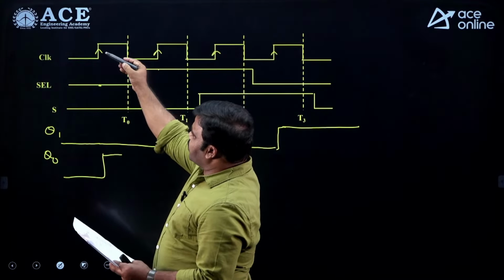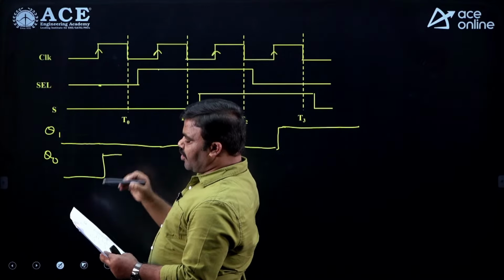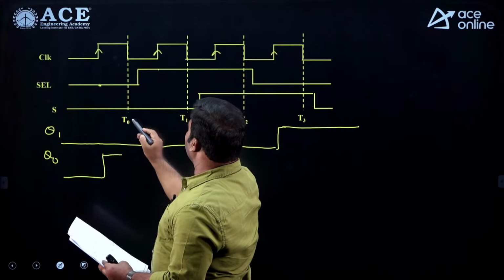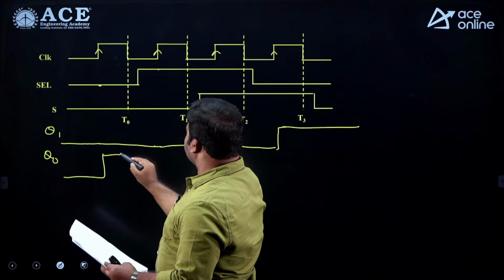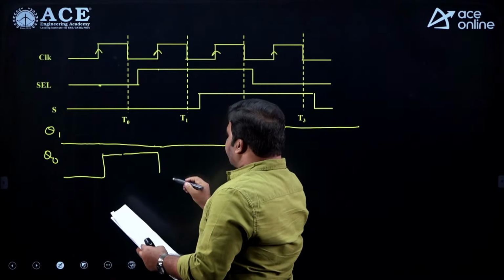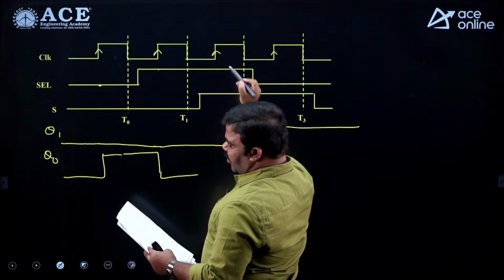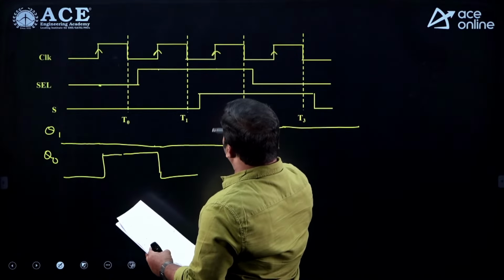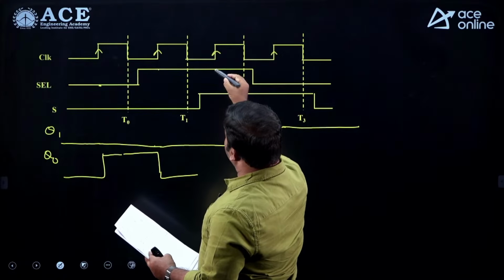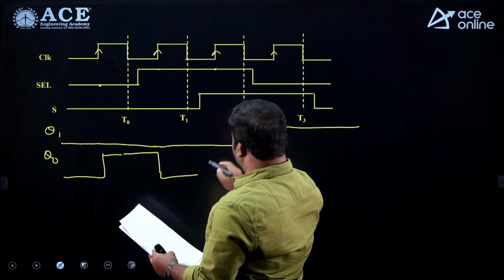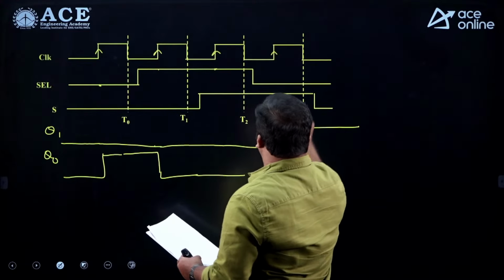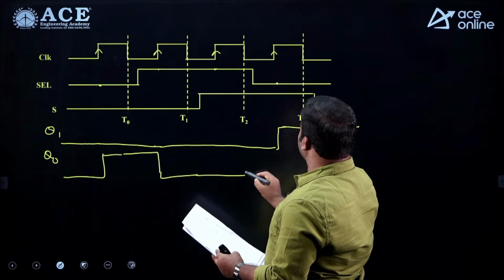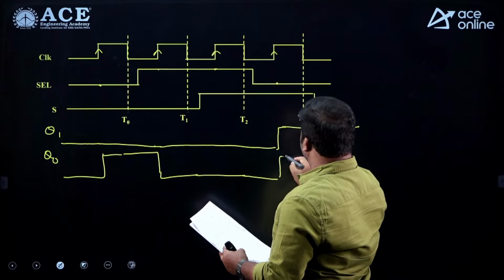At the first positive edge select line is 0, we are getting P1, which is tied to 1, logic 1. At the second positive edge select line is 1, then we are getting Q1. What is Q1? At this second positive edge it is 0, so it is going to be 0. At the third positive edge select line is 1, so again it is Q1 itself, so it is going to be 0. At the fourth positive edge select line is 0. When select line is 0 we get P1, so it is going to be 1.